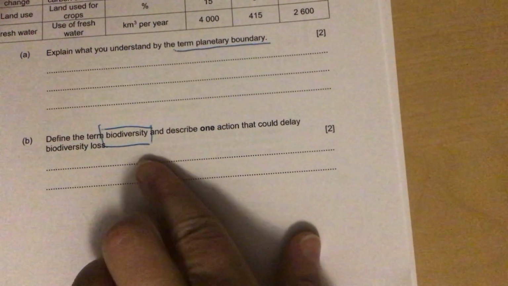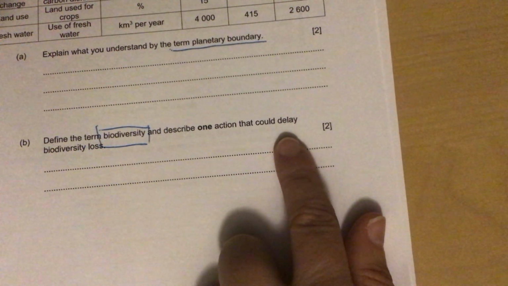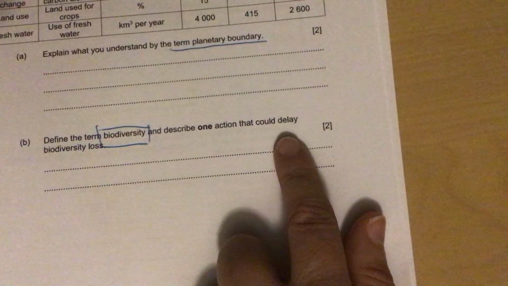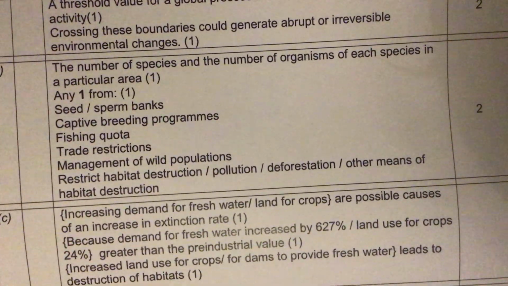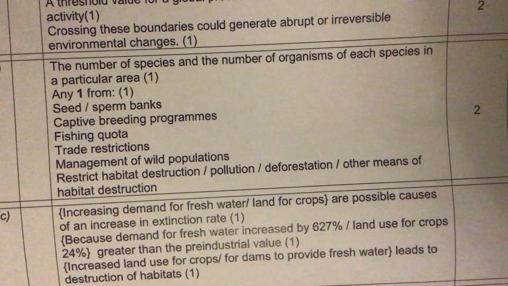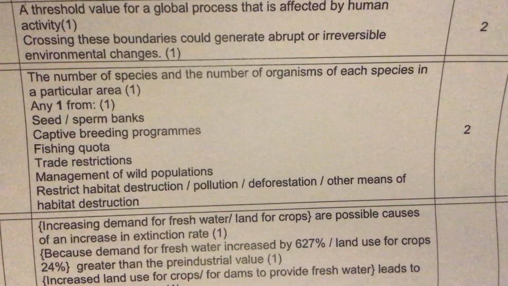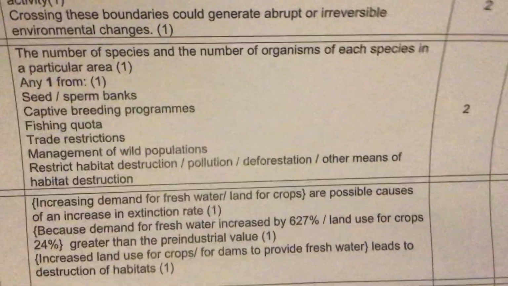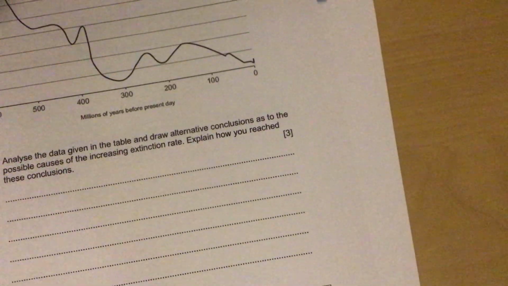The second mark, any action to delay the biodiversity loss. And the list is long: seed banks, captive breeding, fishing quotas, trade agreements, trade restrictions, management of wild populations, habitat destruction reduction, and so on. So it's a whole list, and you did pretty well on that second part here. So that was relatively easy in the bigger scheme of things.